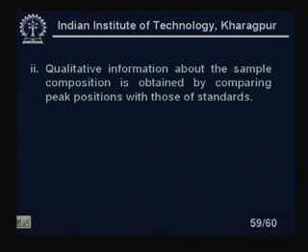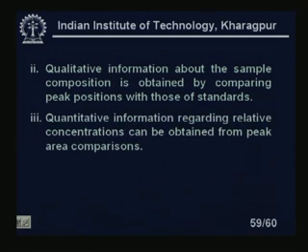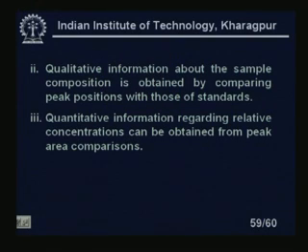Qualitative information about the sample composition is obtained by comparing peak positions with those of the standards. Quantitative information regarding the relative concentrations is most important. We are measuring relative concentrations, not absolute, in gas chromatography, because we need the injections and it is only 10 microliter, that is the best. The smaller the sample, the better the detection. Quantitative information regarding the relative concentration can be obtained from the peak area comparison.